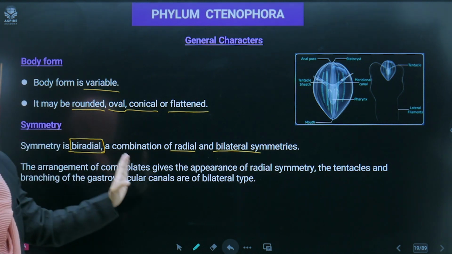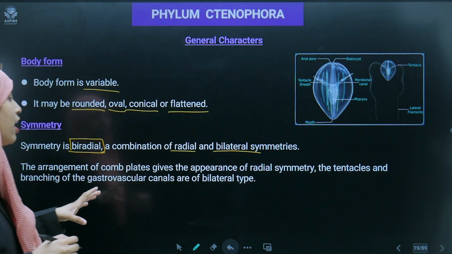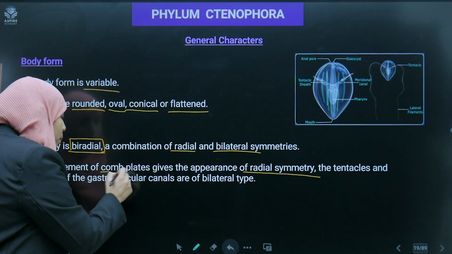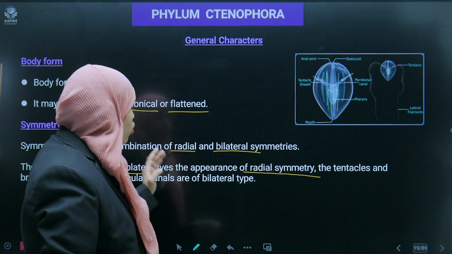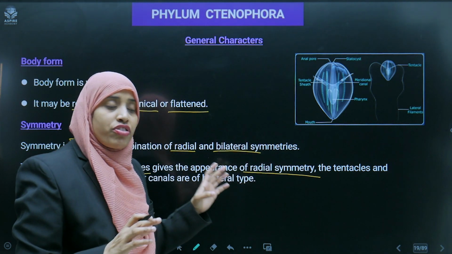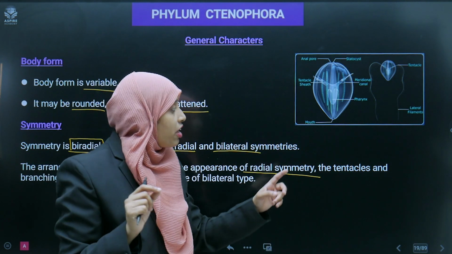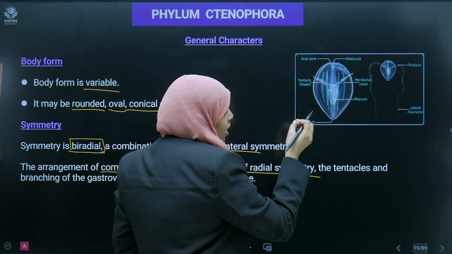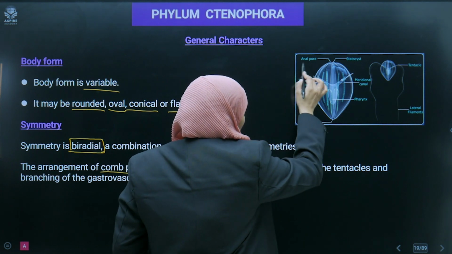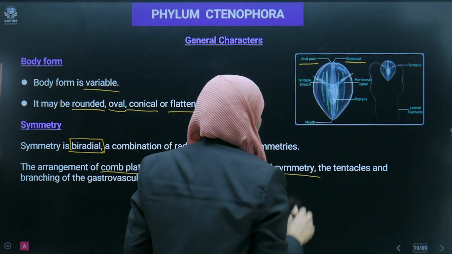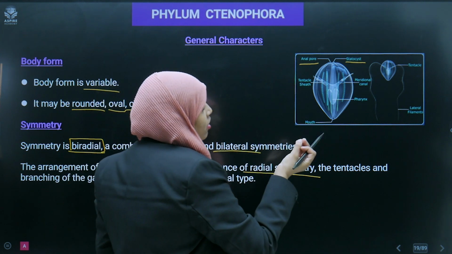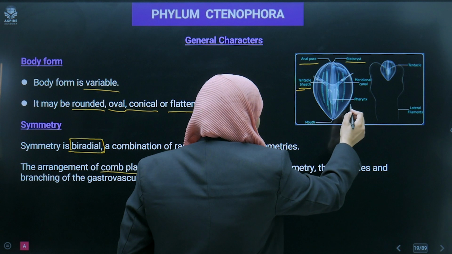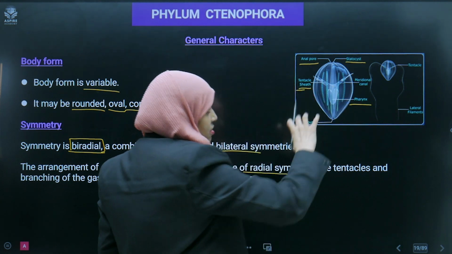The arrangement of the comb plates with cilia gives the appearance of radial symmetry. Comb plates का arrangement है. This gives the appearance of radial symmetry, and you know the tentacles are also present. You can see in one of these organisms there is a mouth, anal pore, and a statocyst as a sensory organ. Then the tentacle sheaths are there. The pharynx is also there, and here the digestive system is also there.